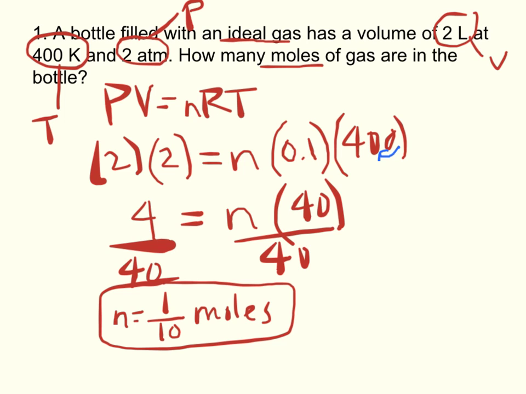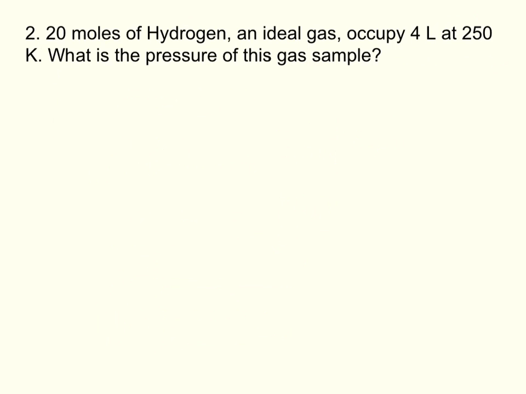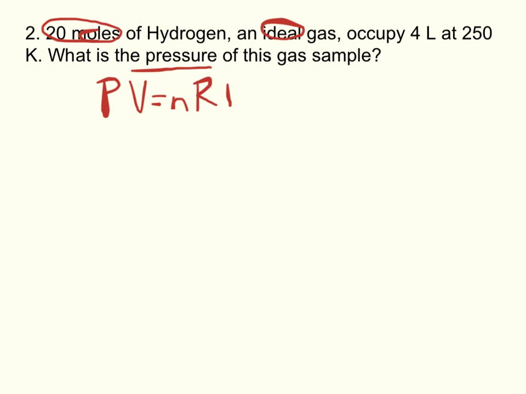Let's try another problem that we'll model together. Number 2 says 20 moles of hydrogen, an ideal gas, occupy 4 liters at 250 Kelvin. What is the pressure of this gas sample? So my unknown is pressure. Once again, let's look for some keywords. Ideal gas, and I've got moles, my quantity. So I'm going to be using the ideal gas law, PV equals nRT. So number of moles is n, 4 liters is volume, 250 Kelvin is temperature. So I plug in my values.